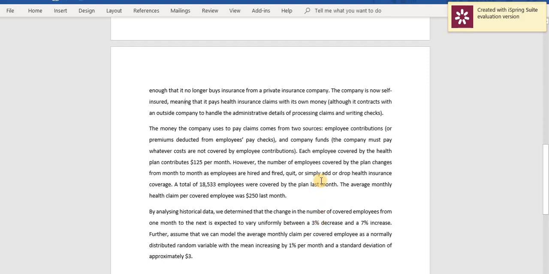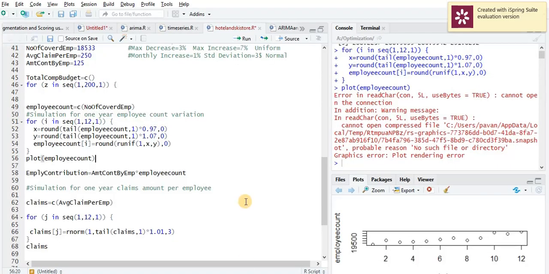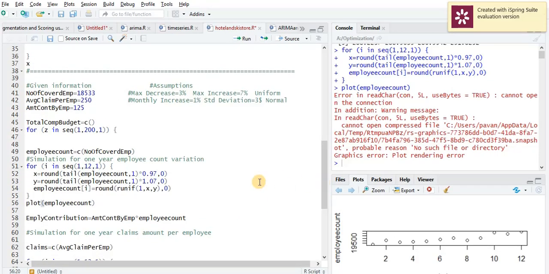The main objective of the problem is to find out how much funds the company has to acquire in the coming year for the health insurance of its employees. This is the main objective of the problem. Now we will look into the R simulation to find out the amount that the company has to acquire in order to cover health insurance claims for its employees.